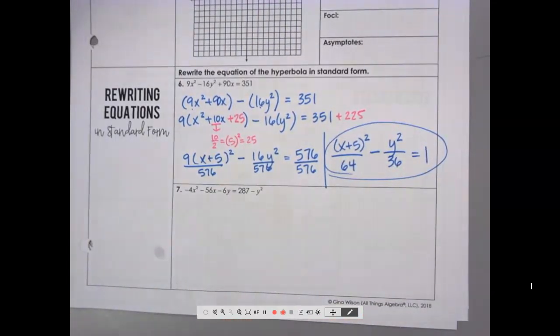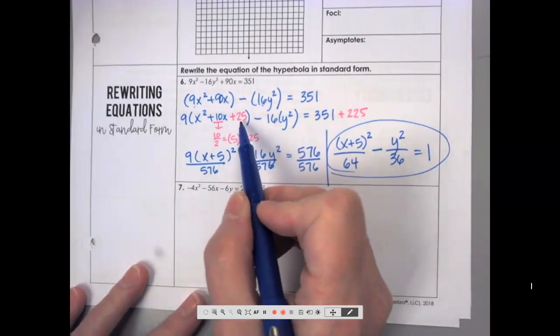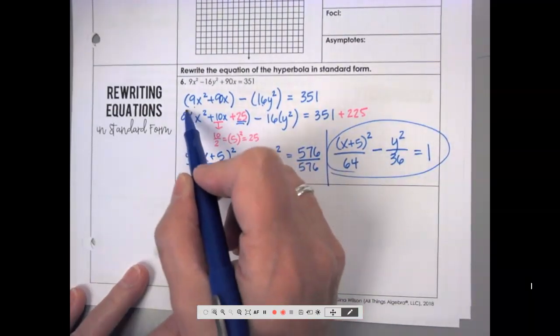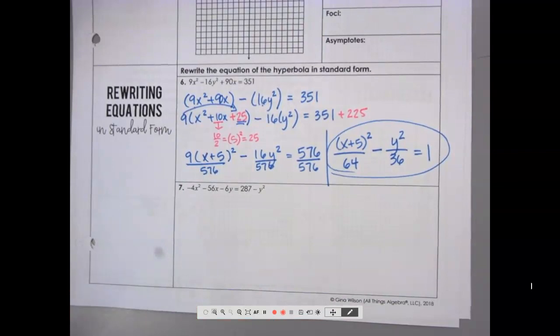How did you get the 25 under there? Because this 25 that I added there really gets multiplied by the 9. Any other questions on that? So that's really not much different than the ellipse, is it?